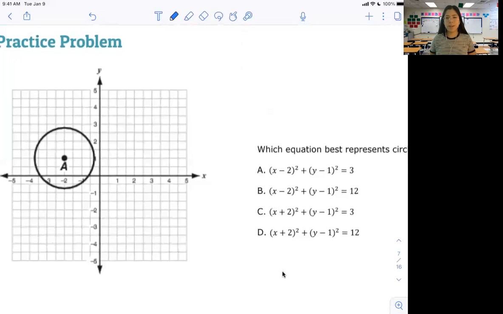Okay. Where's the circle? Where's the center? -2, comma 1. So H is -2, K is +1. Which answer choices can I eliminate? A and B are out. Why?